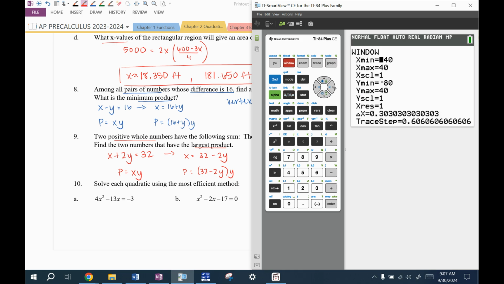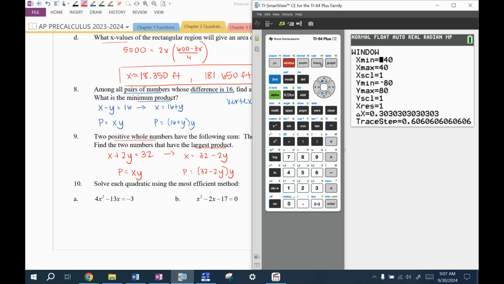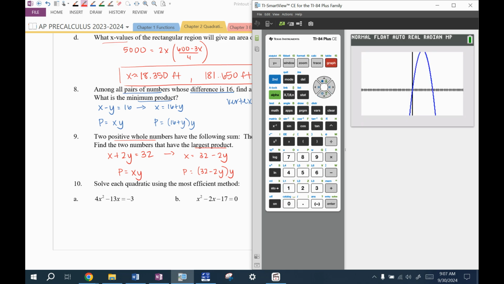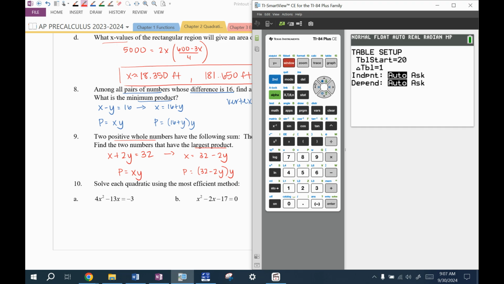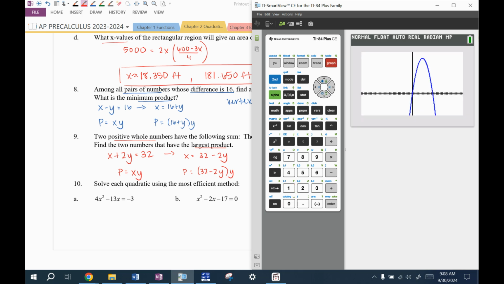So I'm just going to bump the window up. I want the y maximum to be higher. Let's bring it to 80 and see what it does. Oh, not high enough. Let's bring it to 100, maybe 120. I think it will still find the vertex if it's off the screen, but I'm just going to bump this up anyway just to be safe. I could also be zooming out. I just know that it'll get skinnier if I keep doing that.